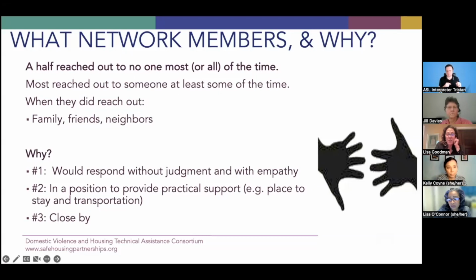Still, as I said, most did reach out to someone at least some of the time, mainly to family members, friends, and neighbors. And their choices were based on the following criteria. Number one, by far the most important thing they were looking for is a person who would not judge, which is a striking finding given that one might expect a preference for a more action-oriented response in a dangerous moment, but that was very much not the case. And then they also looked for people who could provide practical assistance, like a place to stay or a car to come get them. And third, somebody who lived close by.